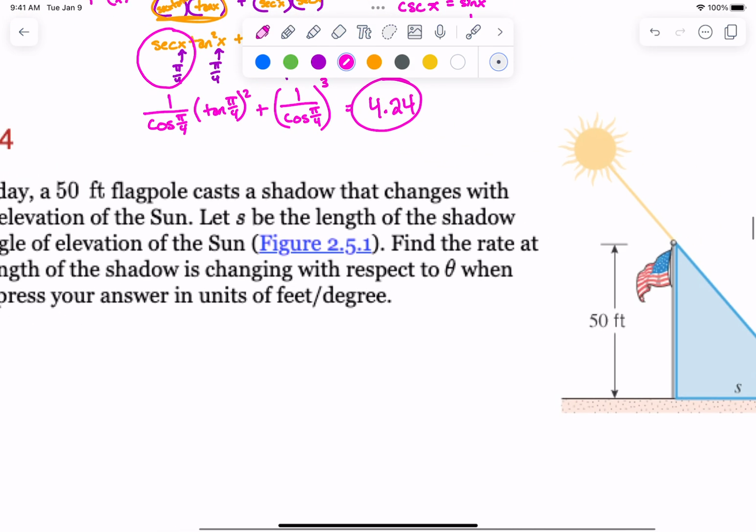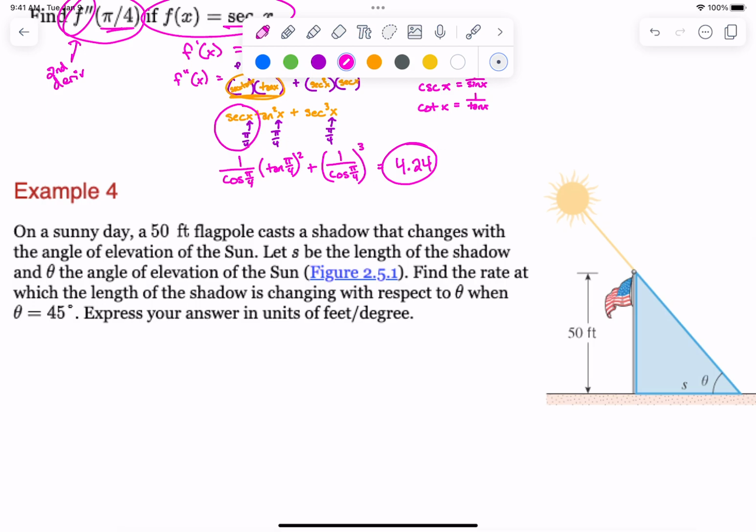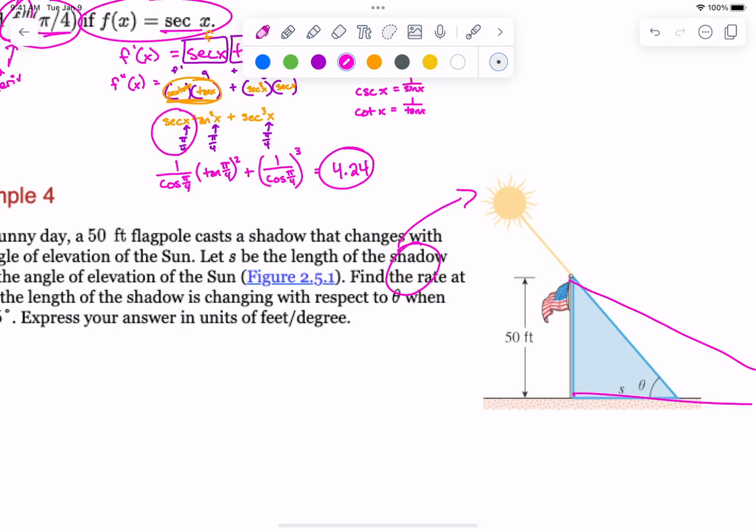A 50-foot flagpole, they have a picture, casts a shadow that changes with the angle of elevation of the sun. So the shadow is going to change depending on where the sun is located. If the sun is higher, the shadow is shorter. The shadow will be longer if it's down here, because that's the angle.